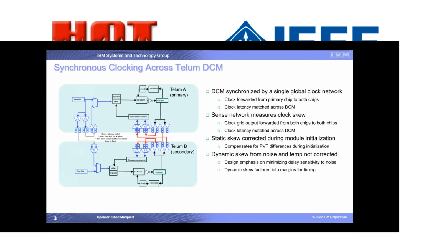If you follow the global clock network, you will see that the tank PLL from the primary chip gets forwarded from primary to secondary in a feed-forward path, and also is fed back upon itself as a feedback loop. Both this feed-forward and feedback are illustrated with the gray arrows in the diagram. The reason for both these paths is the goal to keep clock latency matched across the DCM as much as possible.